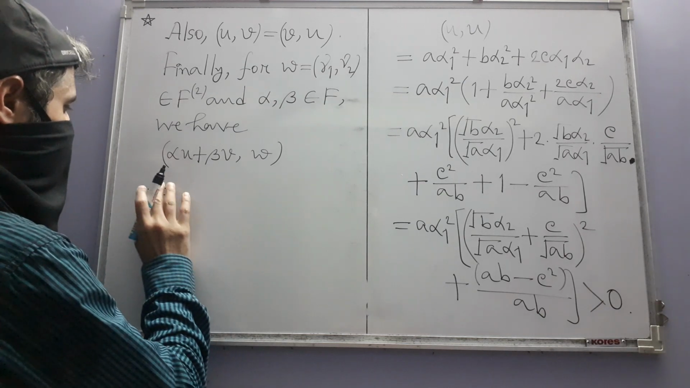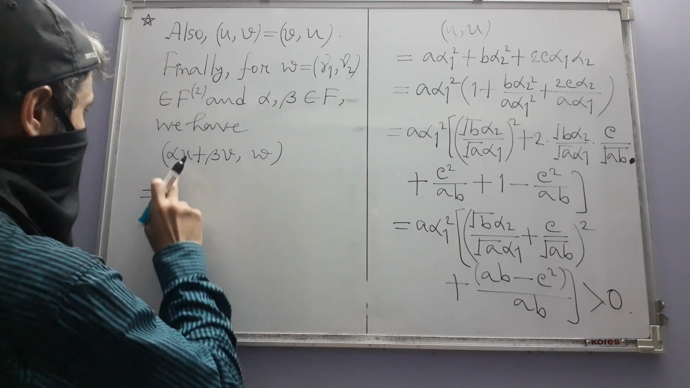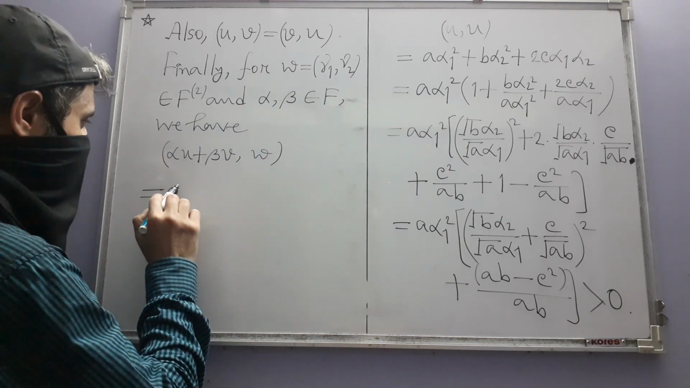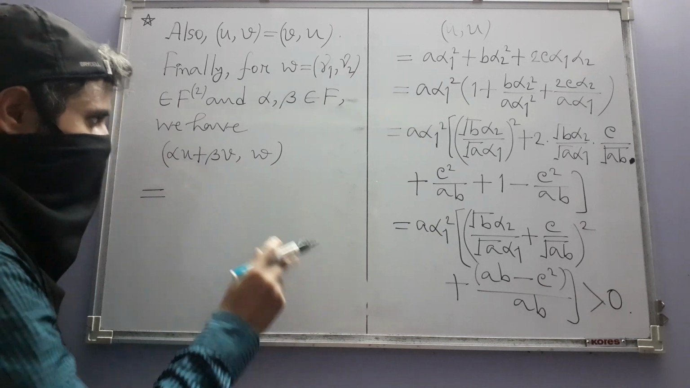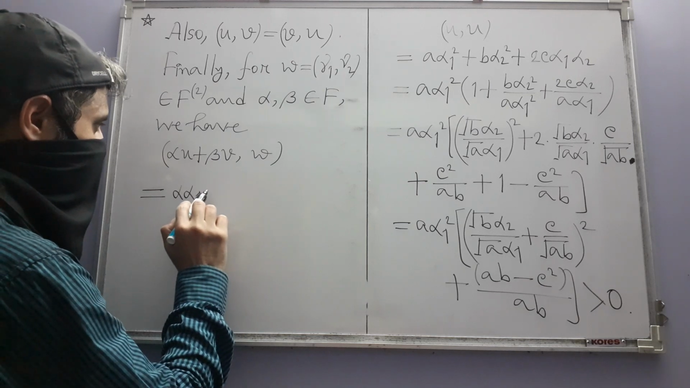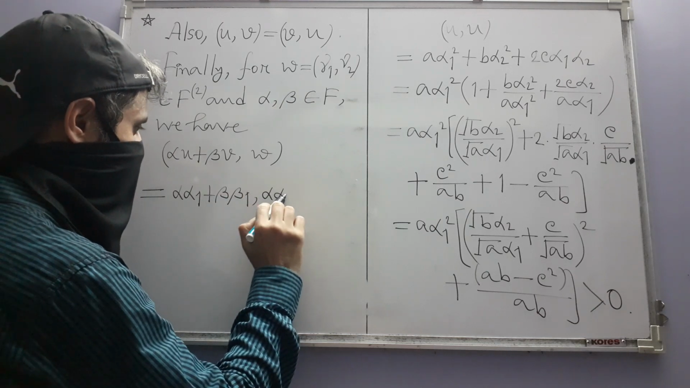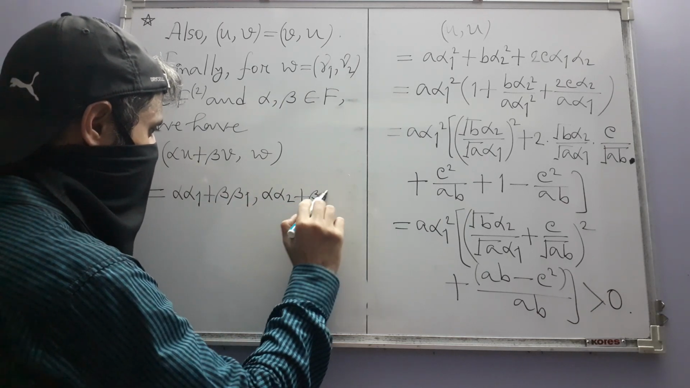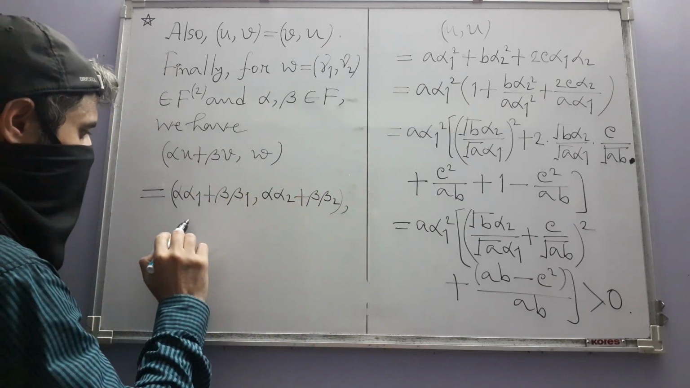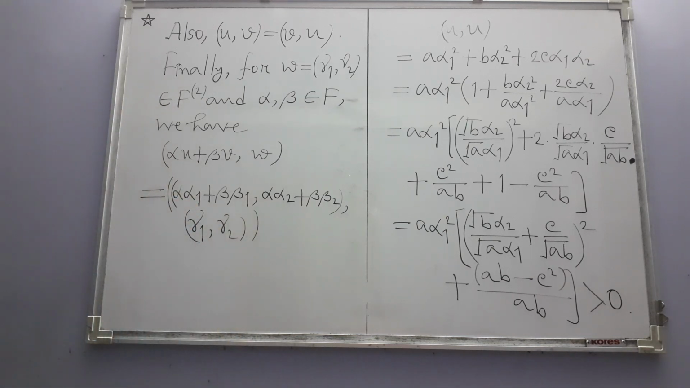So for our own understanding, so that we don't make any mistakes, let's just actually write these things now. What will this vector be? U is alpha 1 comma alpha 2 and V is beta 1 comma beta 2. So alpha alpha 1 plus beta beta 1 comma alpha alpha 2 plus beta beta 2. This is alpha U plus beta V comma W is gamma 1 comma gamma 2.